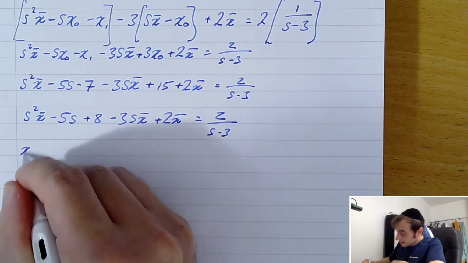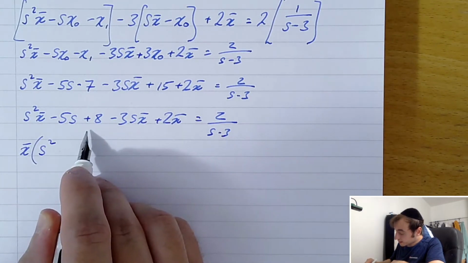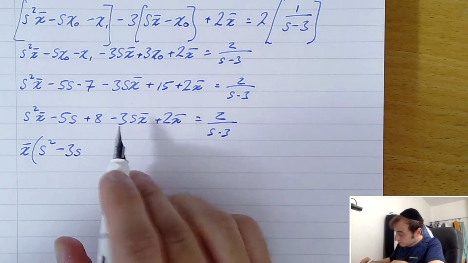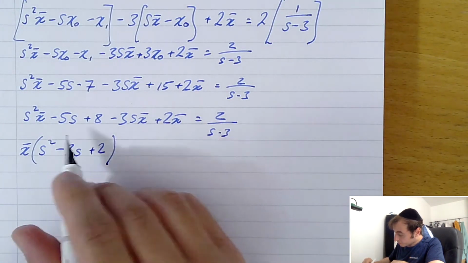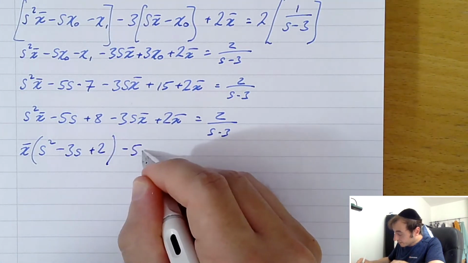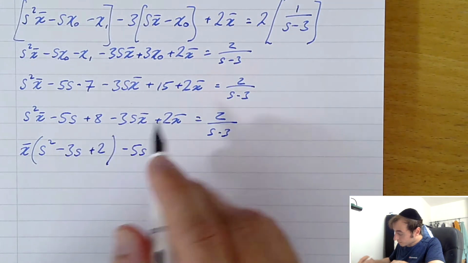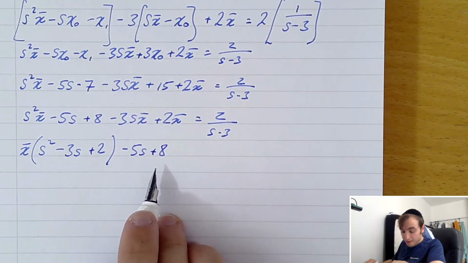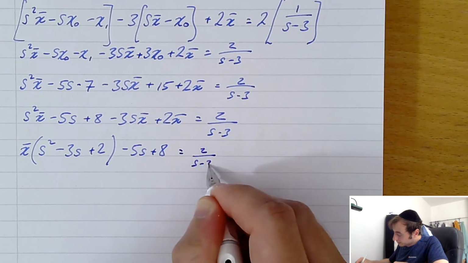So now let's collect the x bar terms. So we have s squared minus 3s plus 2, minus 5s plus 8. And I think that's right. Equals 2 on s minus 3.